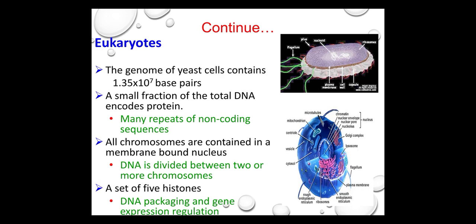Okay. Now the eukaryote genome, for example yeast cells, containing 3.35 times 10 raised to 7 base pairs. A small fraction of total DNA encodes protein, and there are many repeats and non-coding sequences. All chromosomes are contained in a membrane-bound nucleus. The DNA is divided into two or more chromosomes, with a set of five histones for DNA packaging and gene expression regulation.